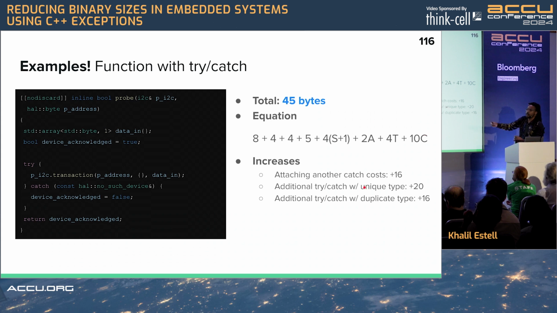If you add another try-catch somewhere else, you'll need another call site, so that adds another 4 bytes to your data. And then finally, if you add any other try-catches with duplicate types, just 16, because remember, we can reuse the entries inside the type table.